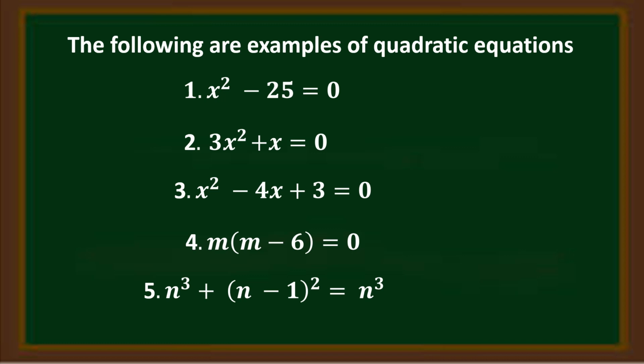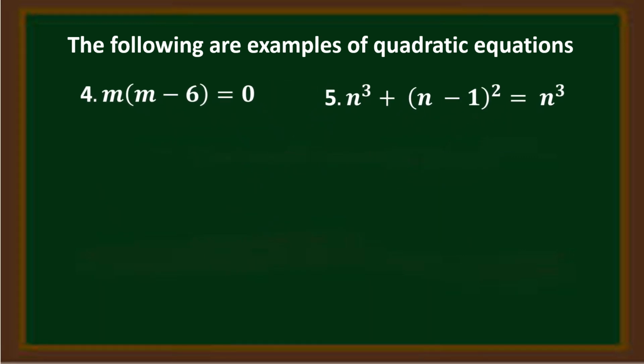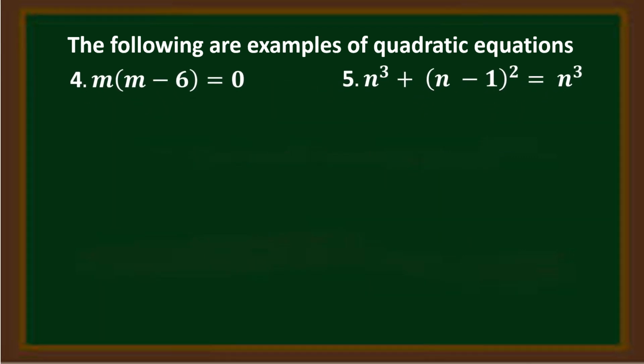For the first three examples, it's easy for us to say that these are quadratic equations. Why? Because we can see that the degree is 2. For numbers 4 and 5, we have to remove the grouping symbols and determine the degree. If the degree is 2, therefore, the given equations are quadratic equations.